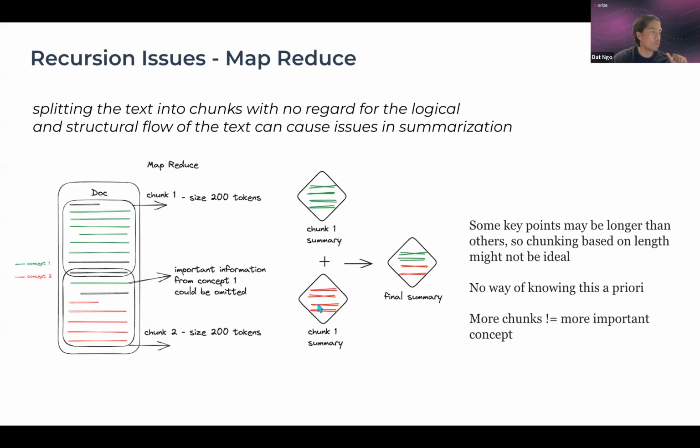And so this can be something that you encounter with something like recursion. There are benefits of recursion. For instance, one of them is that you can parallelize a lot of this. So you're not having to sequentially run this through a call, and it doesn't take a lot of time. But the key point here is that chunking based on an arbitrary length throughout your entire long document may not be ideal.